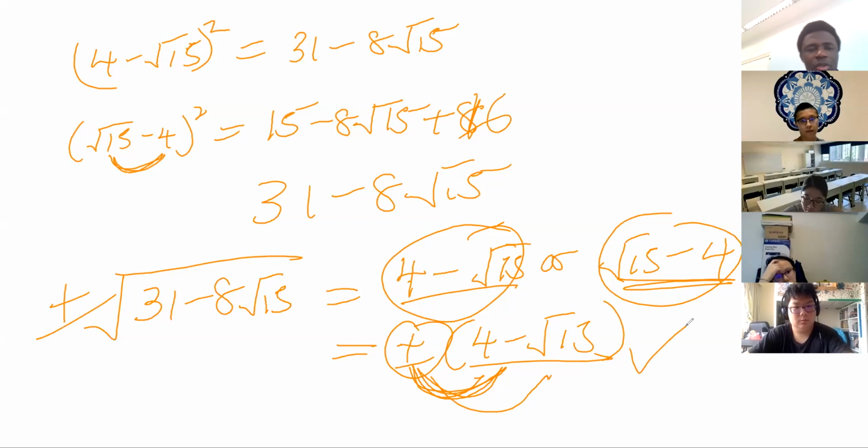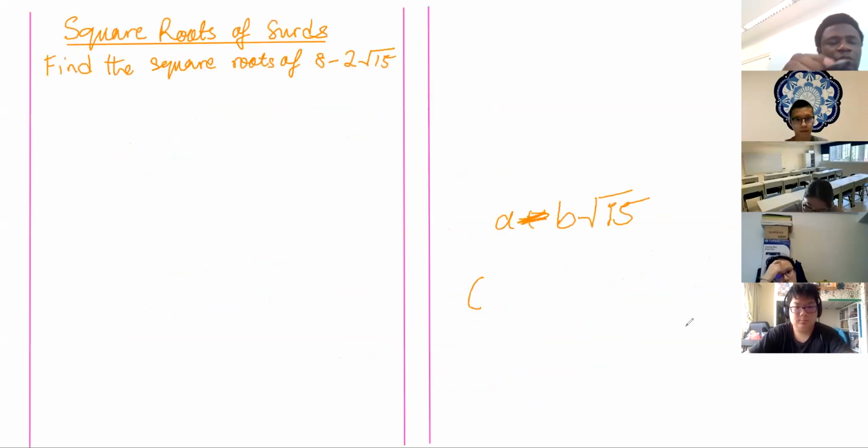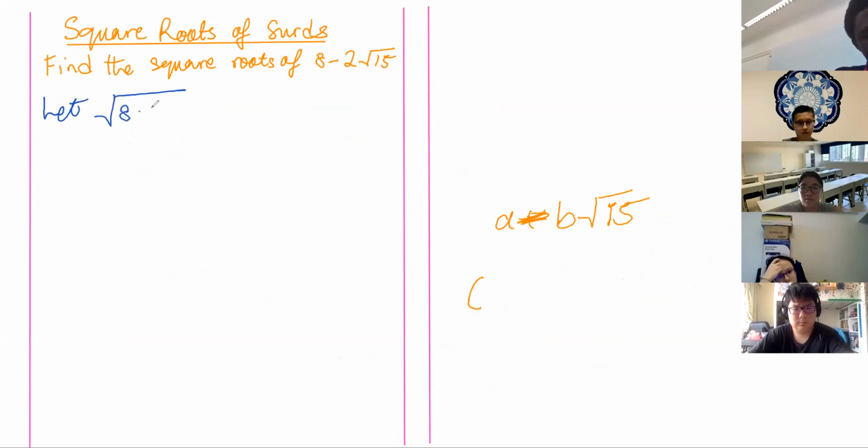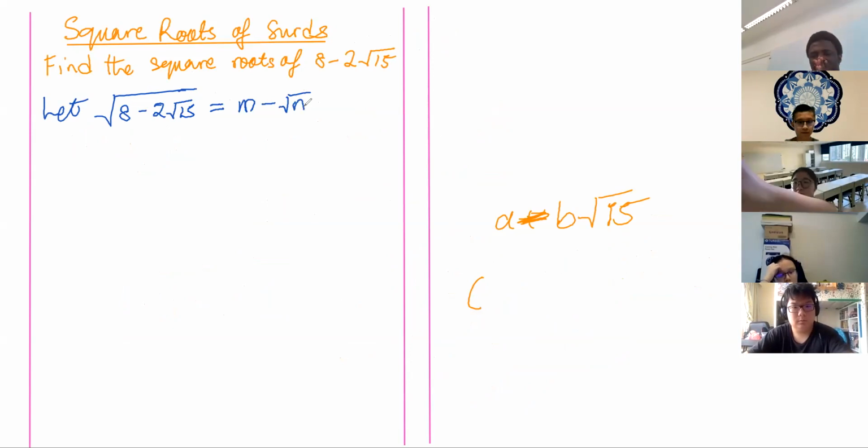Okay, so what we normally do to find the square root of a number is to say, we don't know what the square root is. So we say, let the square root of 8 minus 2 root 15 be m minus root n. Okay, m minus, oh no, m minus n root 15.